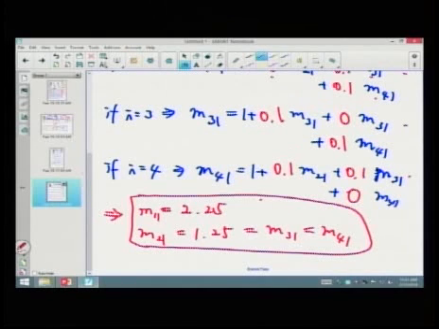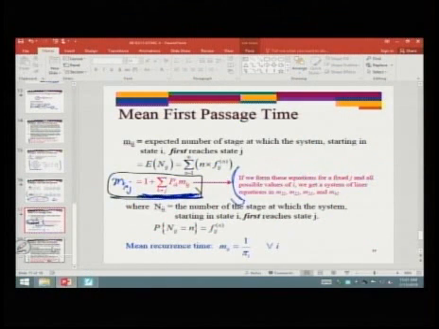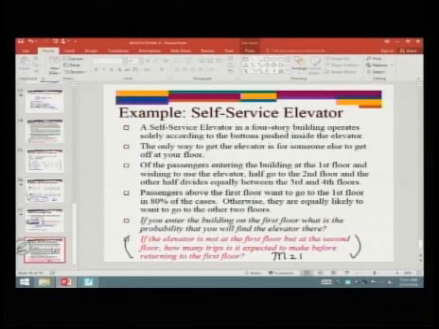Okay, so anyway, going back to our slide. The answer for the last question is m sub 21.